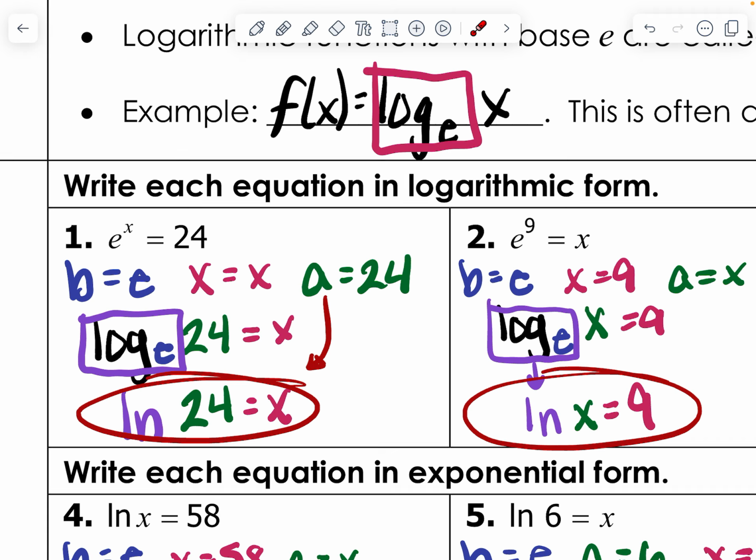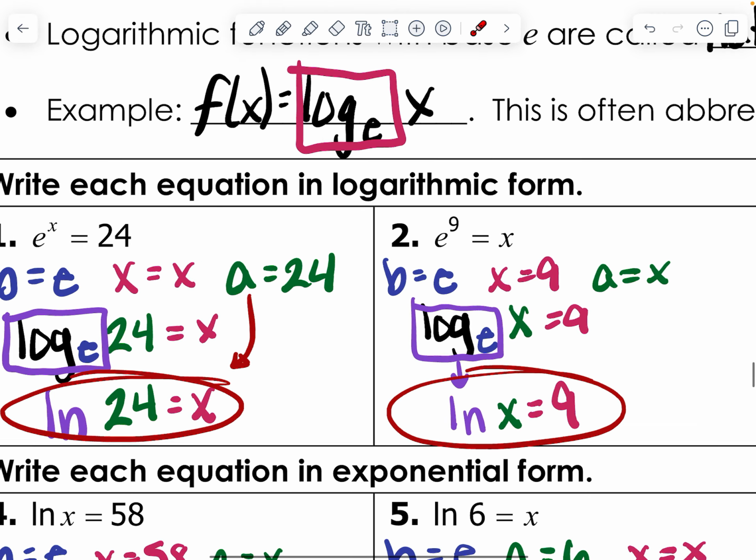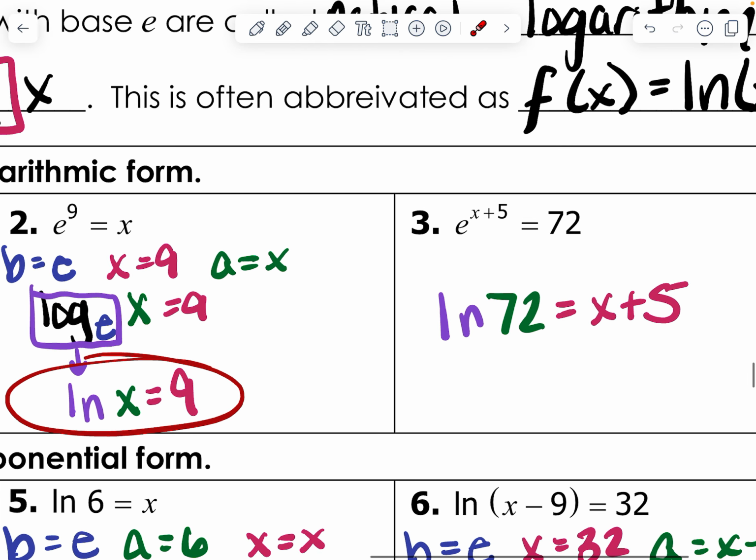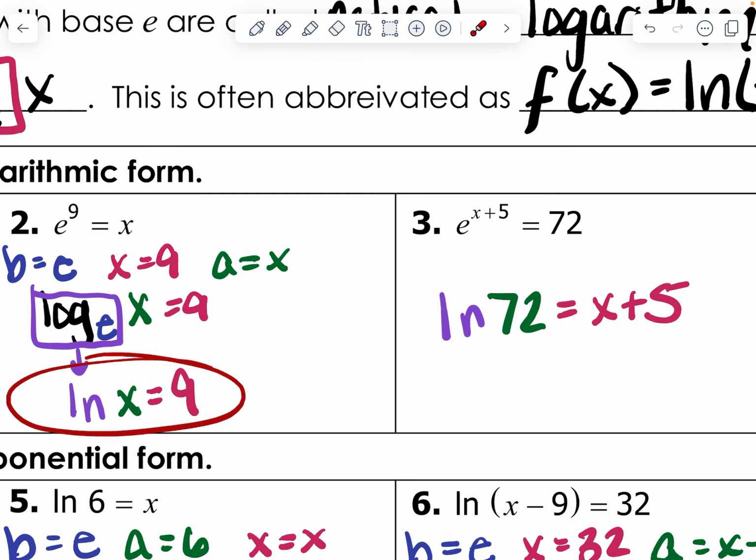Go ahead and pause the video and try number 3. So for number 3, you should have gotten the natural log of 72. So that is my a value equals your x value of x plus 5.